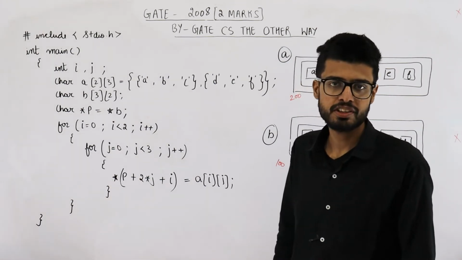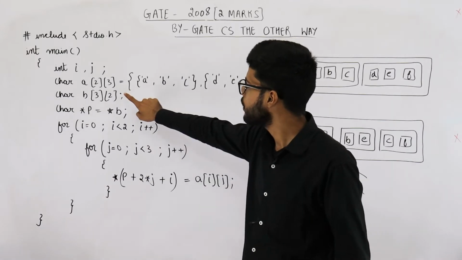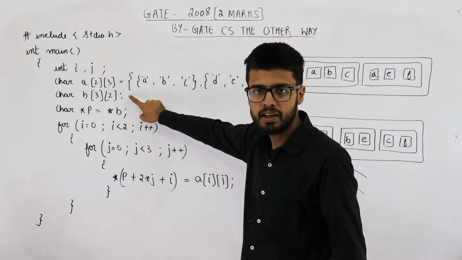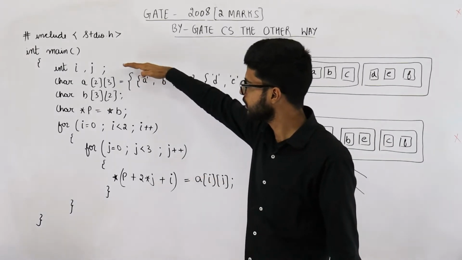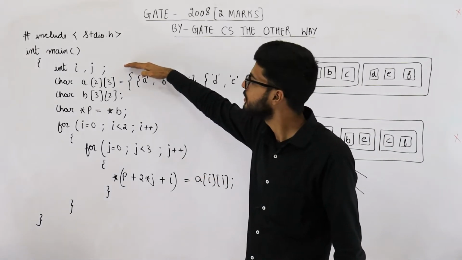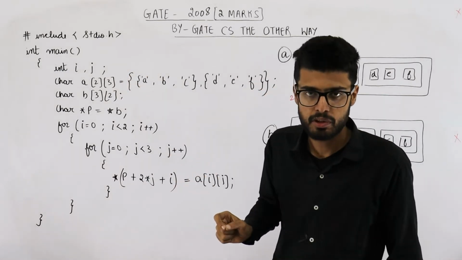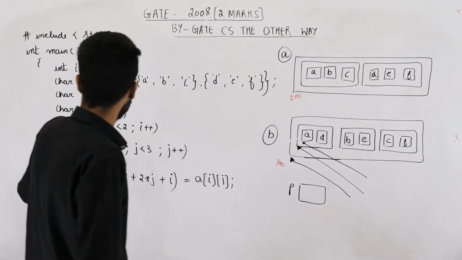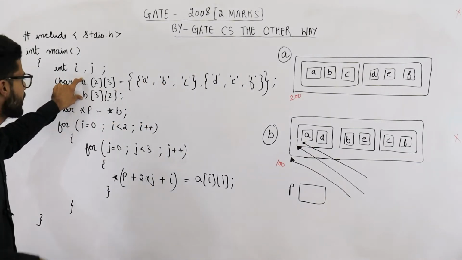This is a 2 marks question from GATE 2008 exam. They're asking what will be the contents of this array B after completely executing this code. So have a look. In the first line you are declaring two integers named i and j. In the next two lines you have declared 2D arrays named A and B. Both of these are character arrays as well as two-dimensional.